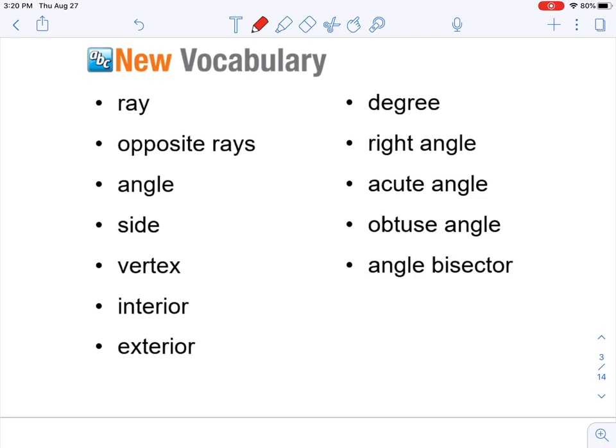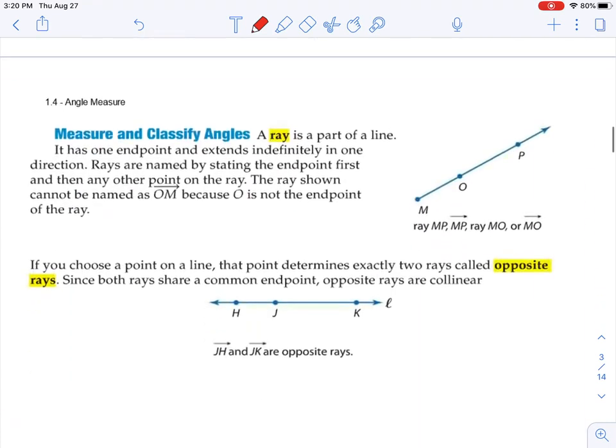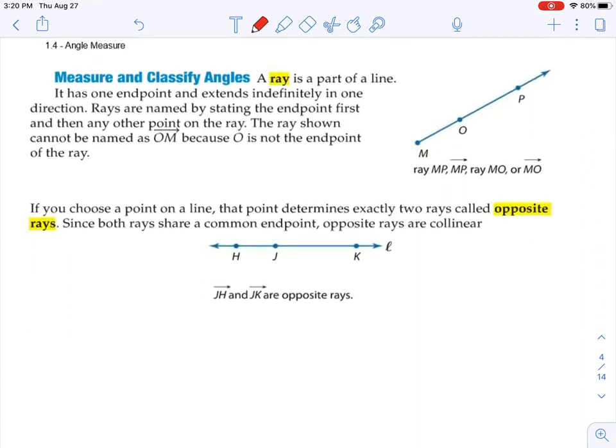So we have a bunch of new vocab. These are ray, opposite rays, angle, side, vertex, interior, exterior, degree, right angle, acute angle, obtuse angle, and angle bisector. So we're going to jump right in to measuring and classifying angles.